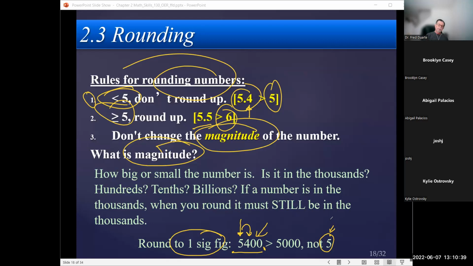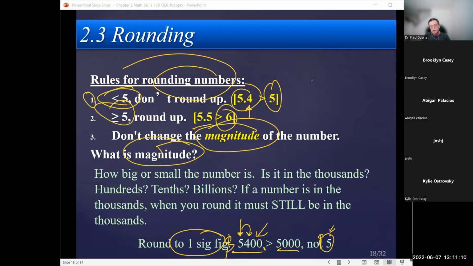And I use the example, think of it as money. Okay, I put a dollar bill in there just so I keep track of, you know, my magnitude. I got a $5,000 range here, right? So my answer has to be in the $5,000 range, right? If I drop these zeros, I'm at the $5 range. Big, big difference, right? A factor of 1,000, okay, as far as the value is concerned.